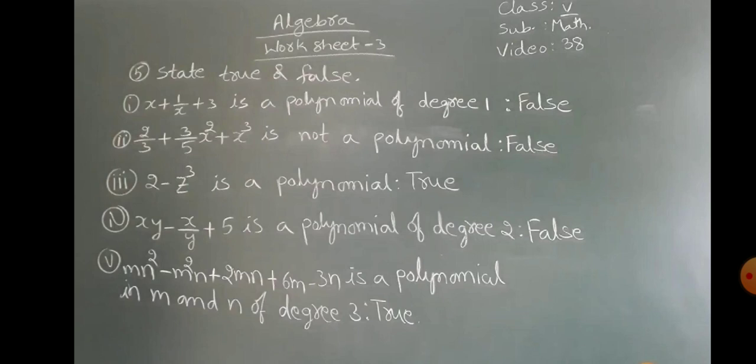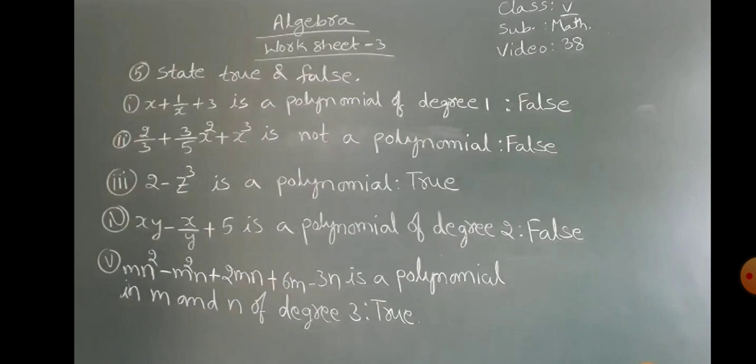Coming to the third one, 2 minus z cube. 2 is a constant, and in z cube, 3 is a whole number. So this expression is a polynomial, and the sentence also says 2 minus z cube is a polynomial. So it is a true statement. And coming to the fourth question, xy minus x by y plus 5 is a polynomial of degree 2. First of all, we have to check whether it is a polynomial or not. Then after that we can say its degree. Here y comes in the denominator in the second term. That's why this algebraic expression is not a polynomial, but the sentence says it is a polynomial. That's why this is a false statement.